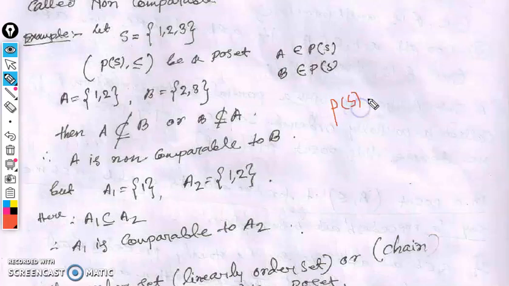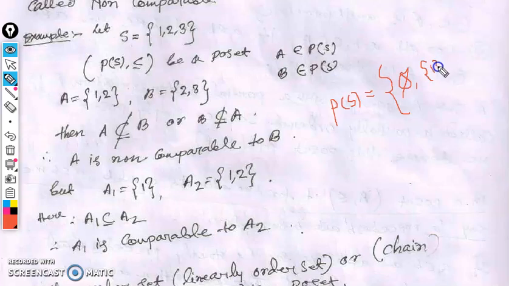The members of the power set include the zero-element subset and the set itself. The first one is phi, the empty set. Phi is a subset of every set. Next we consider the singleton sets.